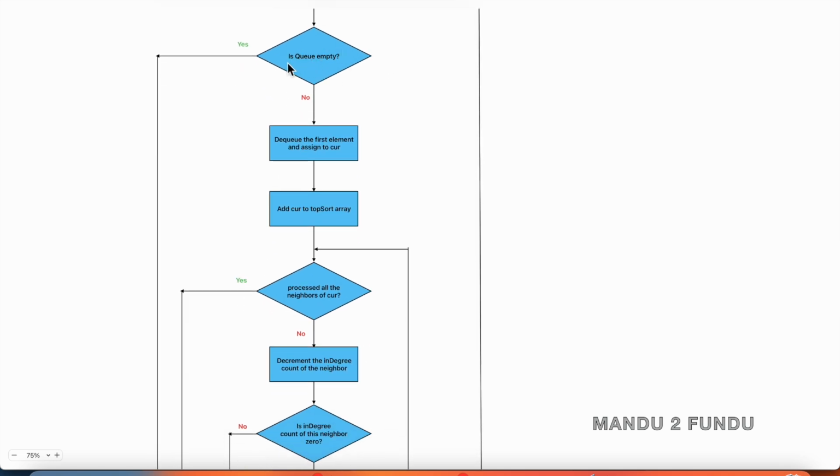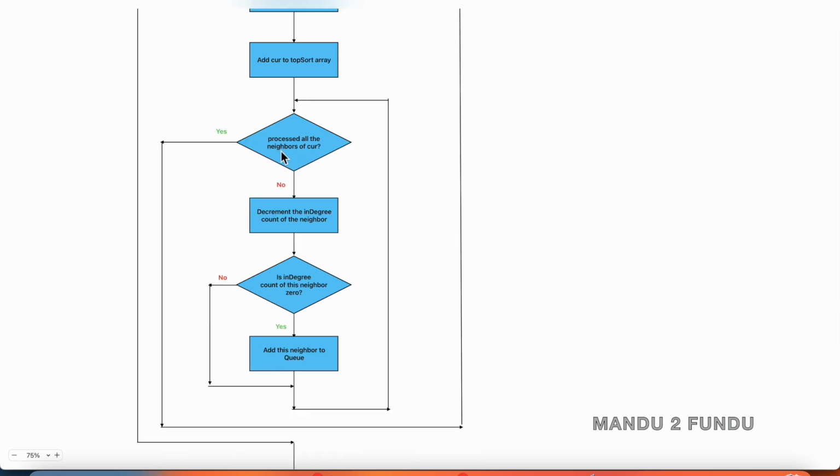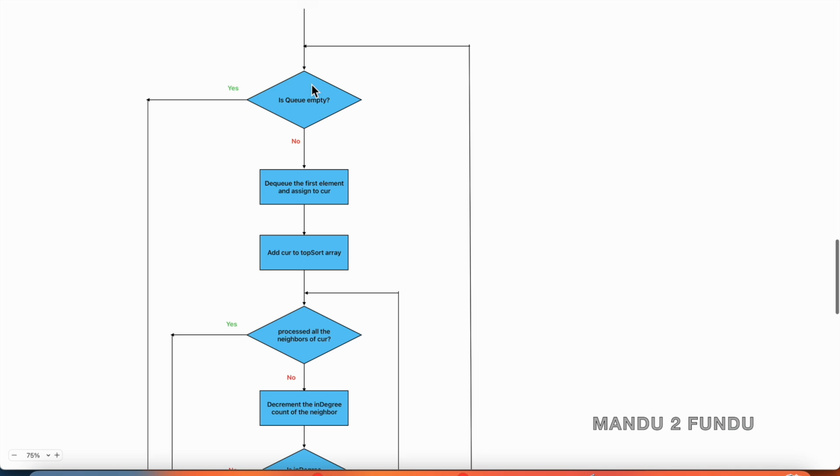First in the outer loop, we check whether the queue is empty. If it is not empty, then we dequeue the first element and then add that to the top sort array. Then we decrement the in degree count of all the neighbors in this inner loop. Okay, so whenever the in degree of the neighbor value is 0, then we add that neighbor to the queue. Otherwise, we go ahead and process the next neighbor. So this will repeat for all the neighbors. Once all the neighbors are processed, then we come back to the outer loop's next iteration and we dequeue the element and add that to the top sort and then get the adjacency list. We repeat this process until this queue becomes empty.